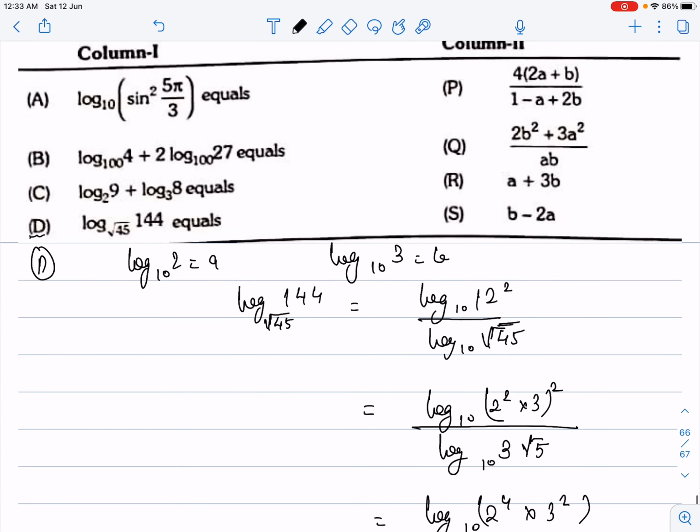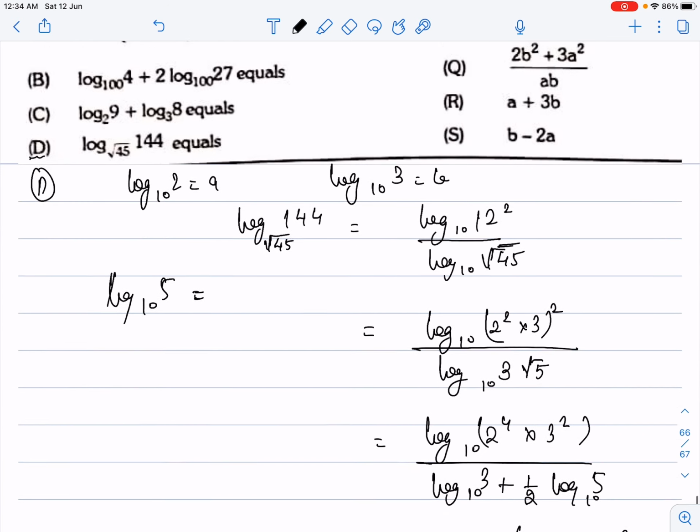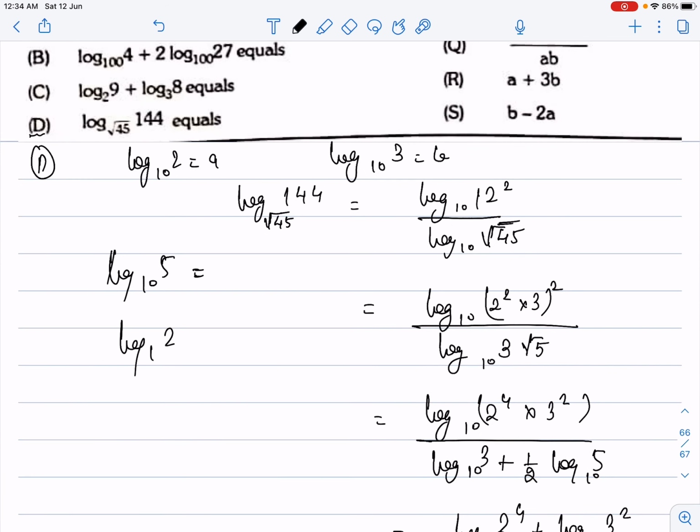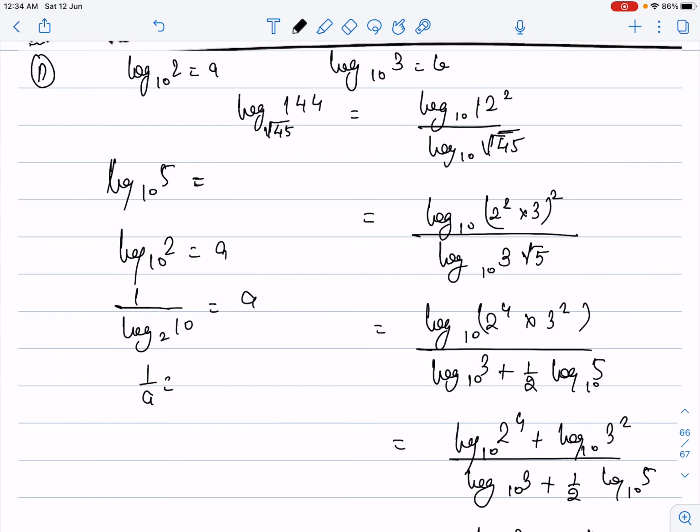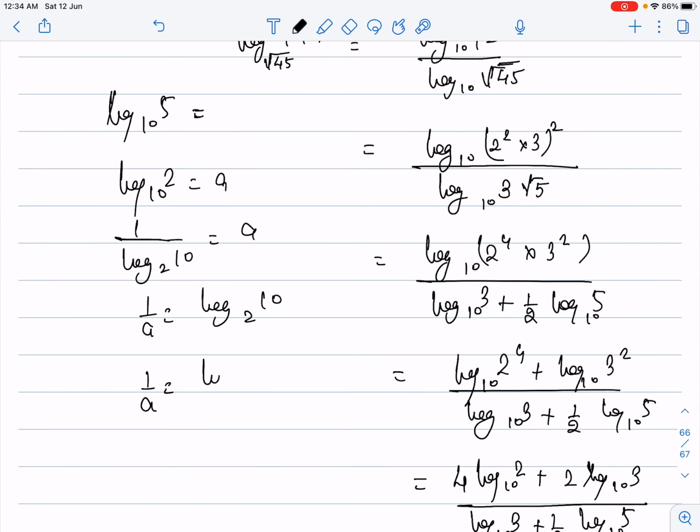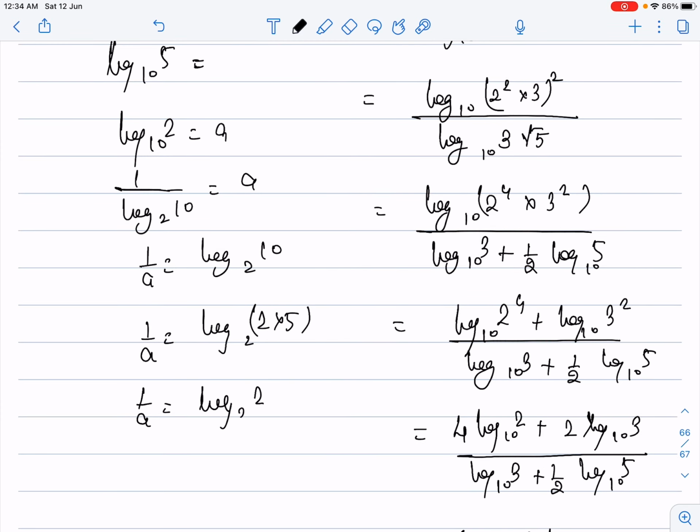By making use of the two things given to you, log of 5 base 10 has to be computed by us. So what is given to us? Log of 2 base 10 is equal to A. I may write it like 1 upon log of 10 base 2 is equal to A, so 1 upon A is equal to log of 10 base 2, or 1 upon A is equal to log of 2 multiplied by 5 base 2, or 1 upon A is equal to log of 2 base 2 plus log of 5 base 2.